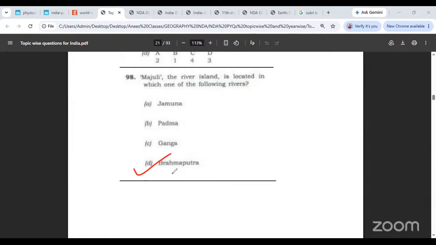Which river do we call the Jamuna? When is the Brahmaputra called the Jamuna? In Bangladesh, after the Tista meets Brahmaputra, uske baad the river is famously called Jamuna over there. Which river is ideally called the Padma? After the Ganga and Brahmaputra meet, the river famously gets called Padma. Okay. And Ganga is just Ganga.